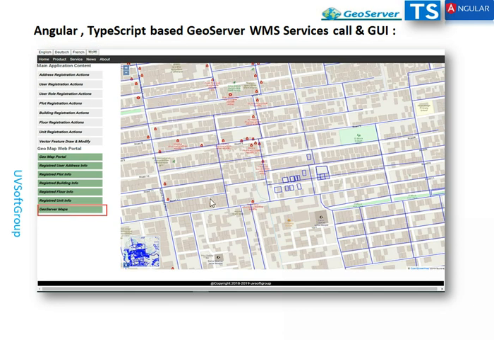And then here is the Angular TypeScript application. This is our registered plot information. You see that some plots or buildings are registered here, along with all the road networks. And these are the registered buildings, and this data comes directly from the GeoServer service call. So I will show you how you can call the services and how you can integrate the GeoServer into your Angular and TypeScript based web applications.